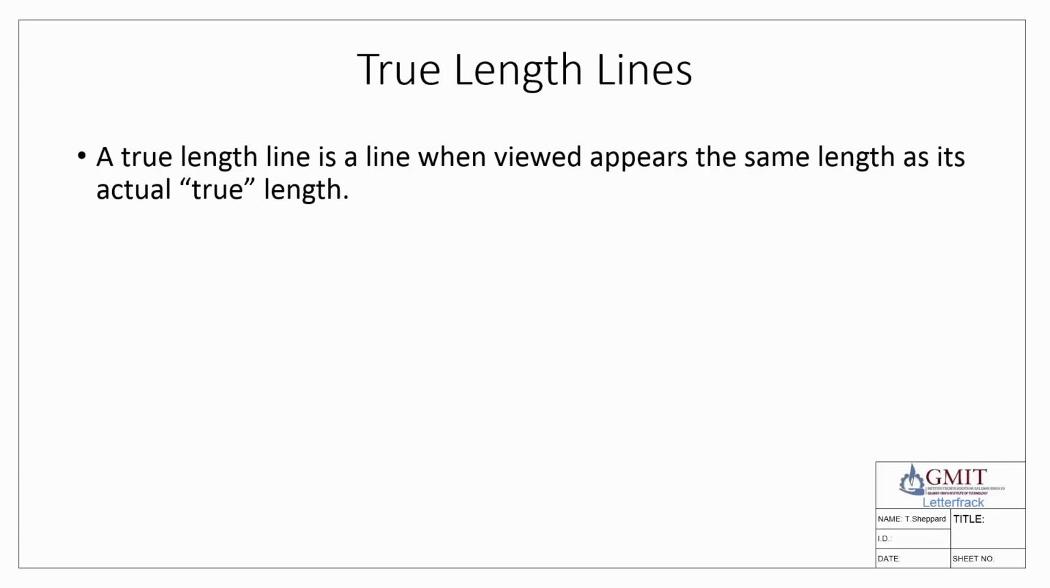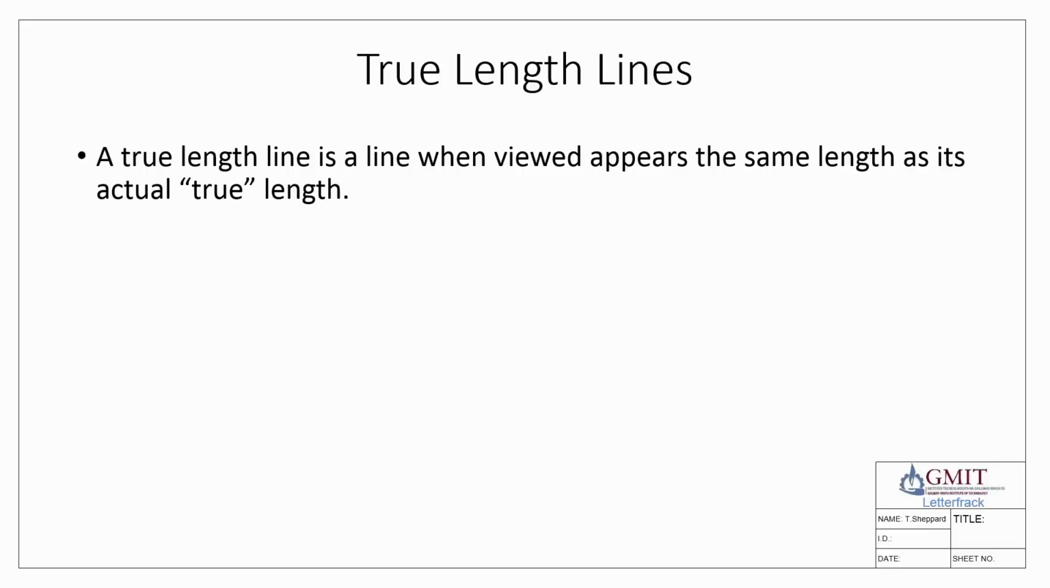To begin with, a true length line is a line that, when viewed, appears the same length as its actual true length. If you were to take the example of a line, or maybe a metal bar, and I took a measuring tape and measured that metal bar, and the length that I see when I'm looking at the bar is the same as that measured distance, then we are looking at the true length of it, or we have a view that is giving us the true length of our line.